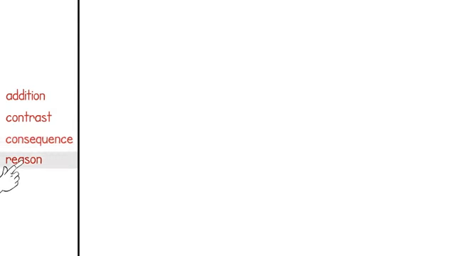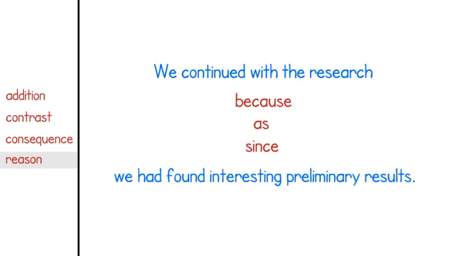A final group of linking words provide reasons. The most common of these is the word because, so you might find yourself repeating it a lot in your writing. Alternatives to because are as or since. For example, we continued with the research as we had found interesting preliminary results.